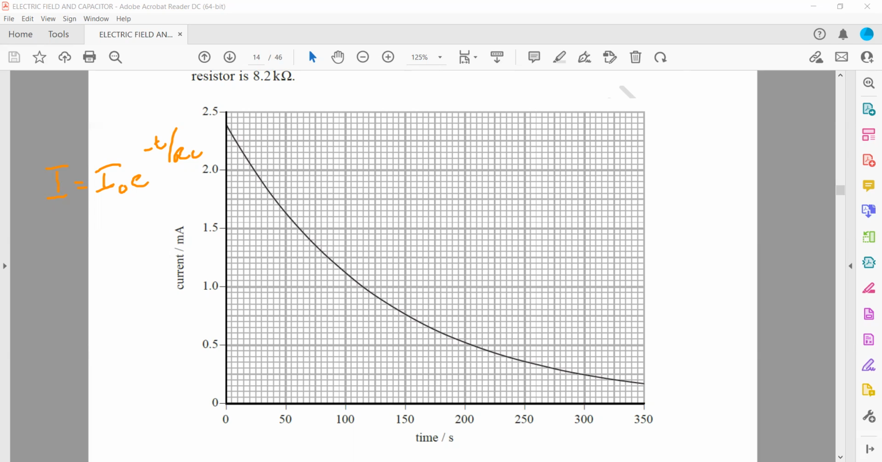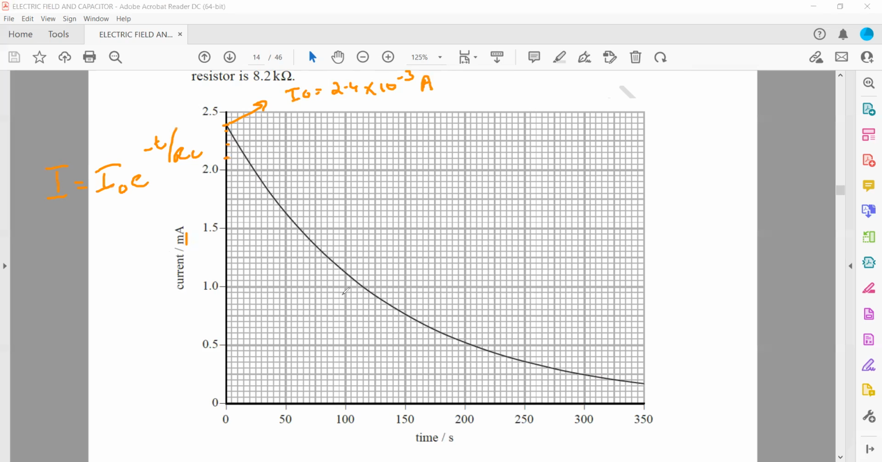So using the graph, the 10 boxes from 0 to 0.5 mean each box is 0.05. So this will be 2.1, this will be 2.2, this will be 2.3, and it matches about here, so it is 2.4. So the maximum current, I naught, is 2.4 milliampere. You have to convert into ampere, so you divide by 1000, or you can say 2.4 into 10 power minus 3 ampere.